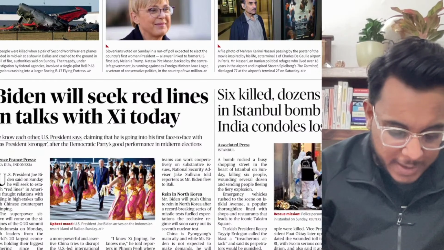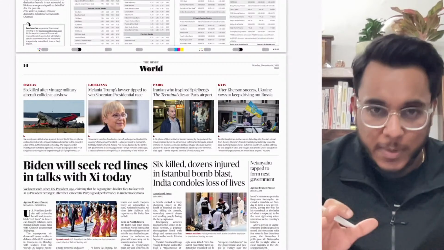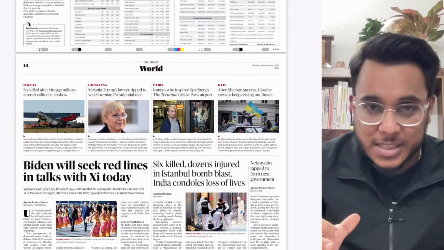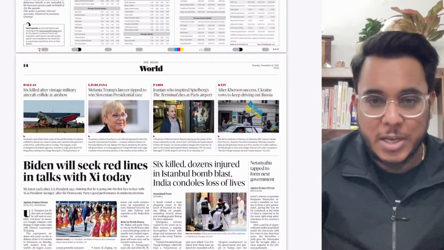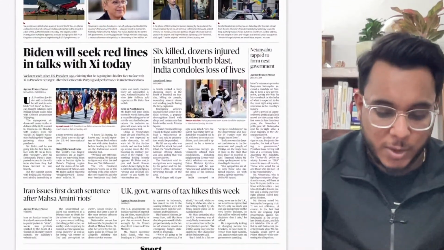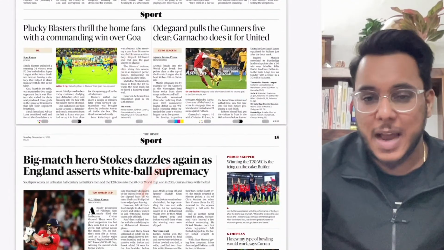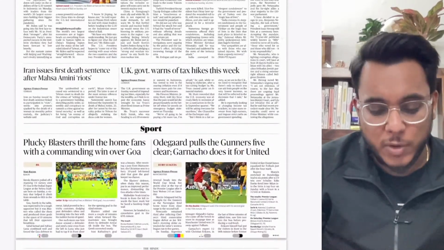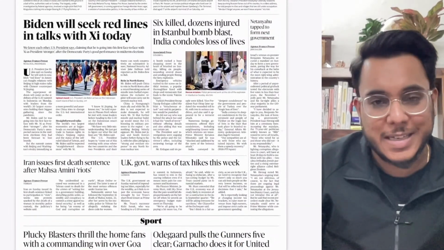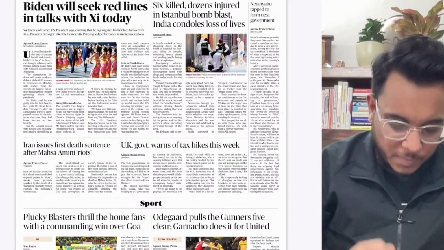Now in this particular direction, the red lines, the areas where both of them will not be tolerating each other's interventions, fine, those particular lines will be emphasized by the USA when the talks with China are going to be held. Now moving on, we have the sports page, and in the sports page much substance is not there. So this is all, guys, about the overview of the entire newspaper, and now let's discuss all these relevant articles one by one in detail.